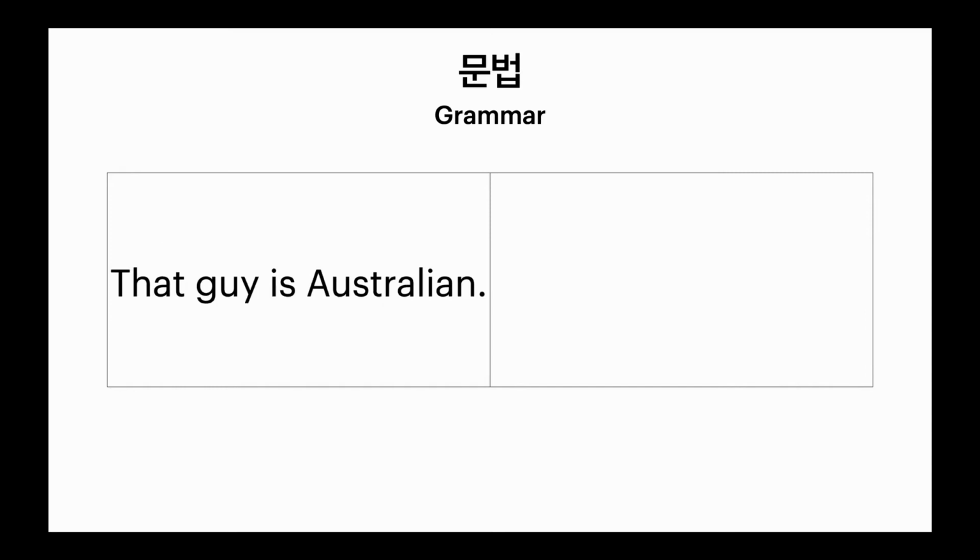That guy is Australian. What was that guy? Or that man? Or that boy? 그 남자. Alright, and it ends with a vowel. So is it 는 or 은? 그 남자는 is Australian. 그 남자는 호주 사람이에요.